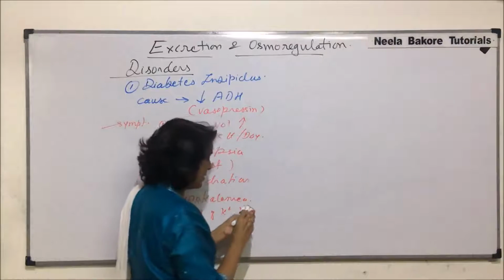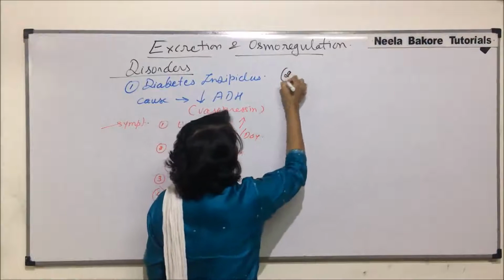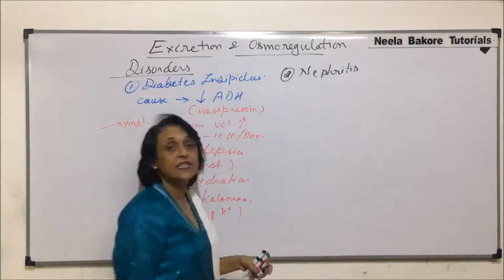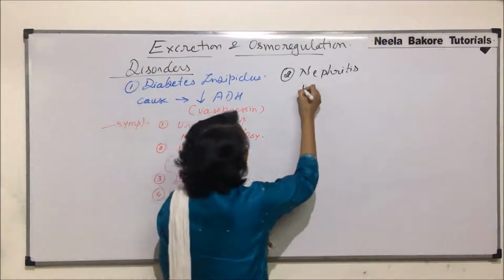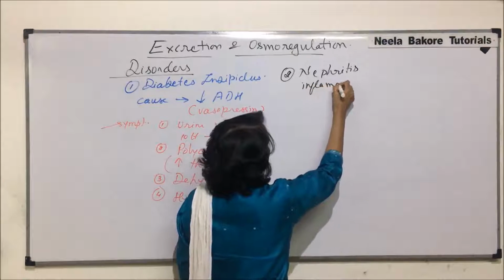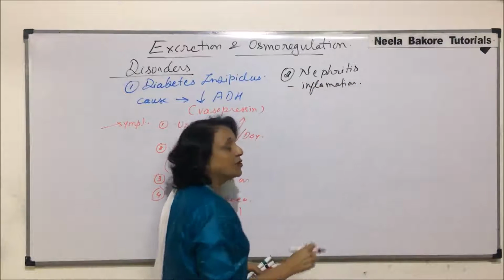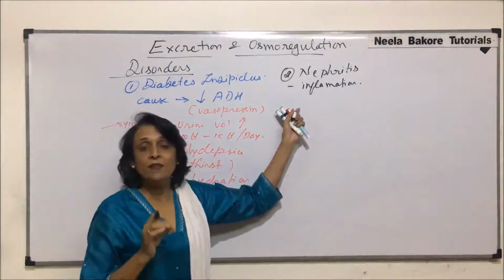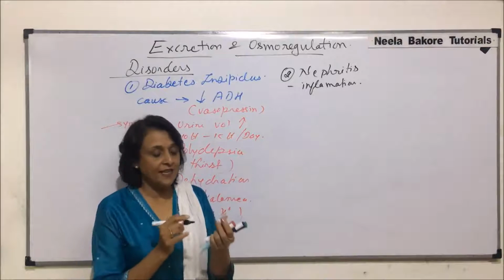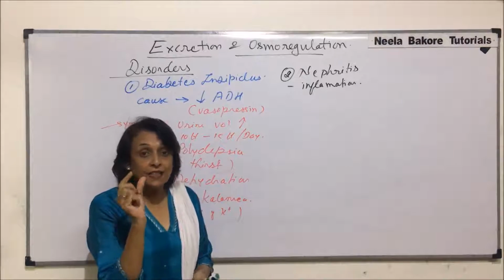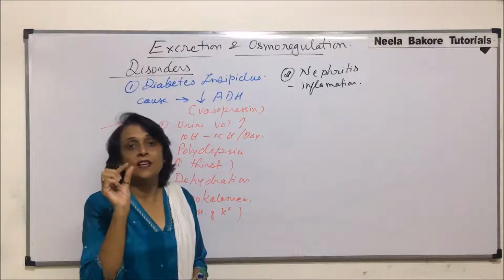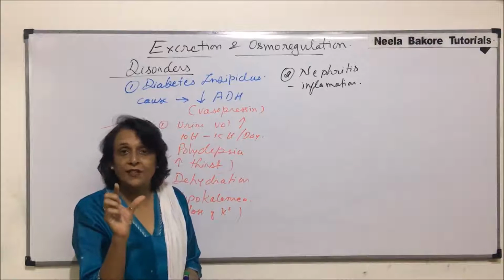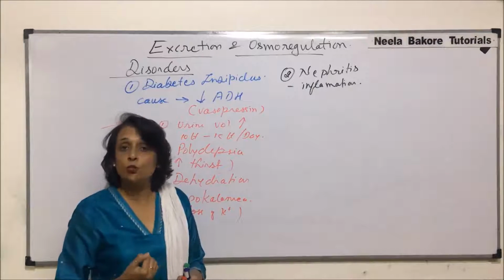The second disorder is nephritis. Nephritis is basically inflammation at various places in nephrons. But here, the main problem which is going to happen is whenever there is inflammation in the filtration membrane, the slit pores through which this ultrafiltration takes place become wider, and through them proteins would get filtered.